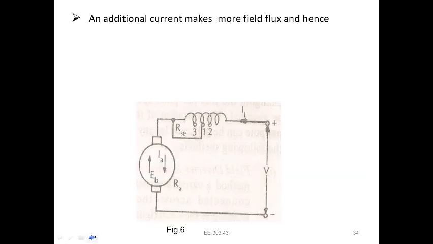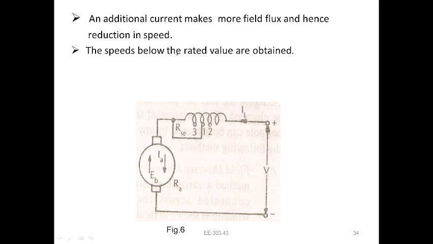Here is another method, using tappings. The additional current reduces the field flux, hence a reduction in speed, so speed above rated can be obtained. This is the tapped field control. In the tapped field control method, the number of turns of the field winding can be varied, thus changing the flux and resulting in a change of speed.